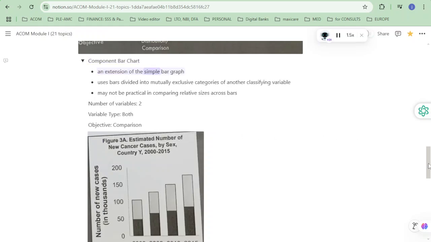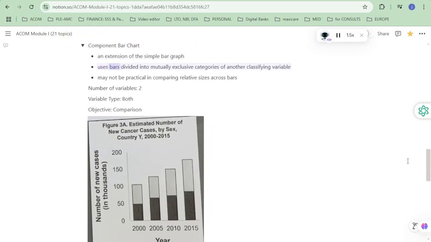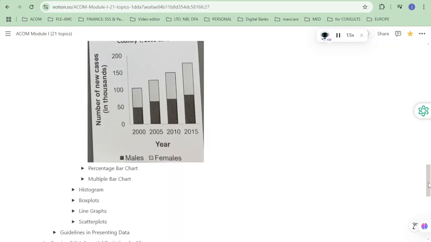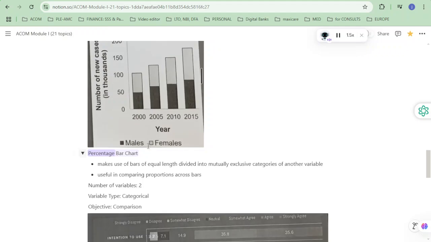Component bar chart. An extension of the simple bar graph. Uses bars divided into mutually exclusive categories of another classifying variable. May not be practical in comparing relative sizes across bars. Number of variables: 2. Variable type: both. Objective: comparison.